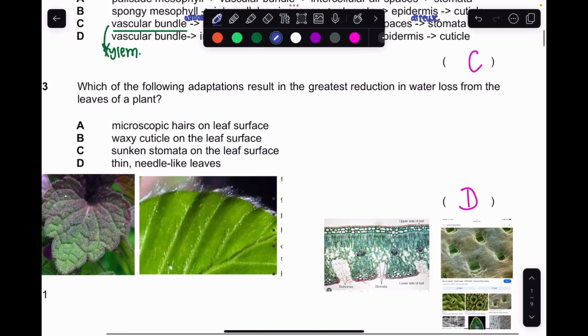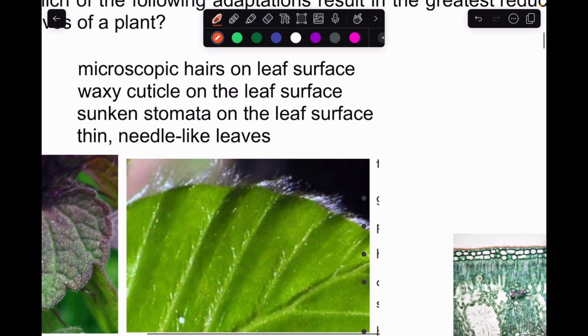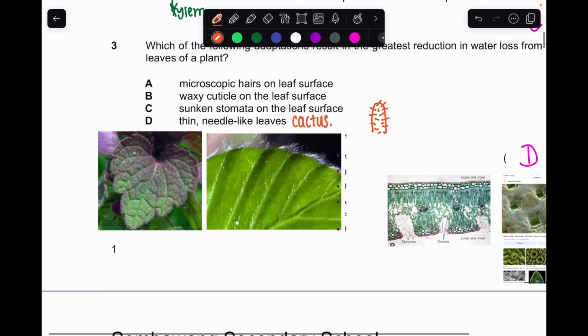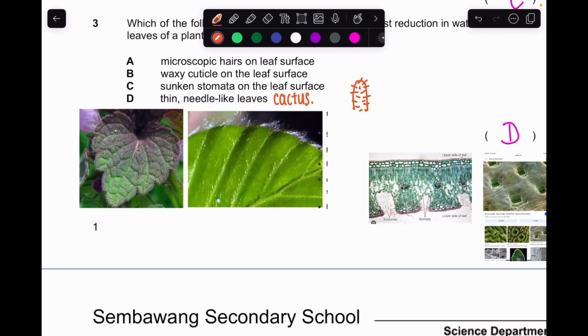Okay, last one. Which of the following adaptations result in the greatest reduction in water loss from the leaves of a plant? So which of these adaptations help the plant lose less water? The answer here would be the thin needle-like leaves, for example, those in cacti in the desert. Remember, in the desert, it's very hot. The cacti is a plant and still needs water, so it has very thin needle-like leaves, and that is the best adaptation for cacti to reduce water loss.